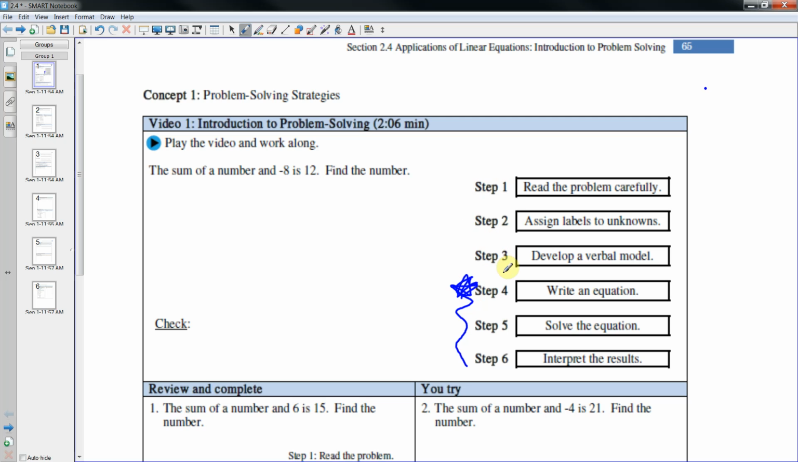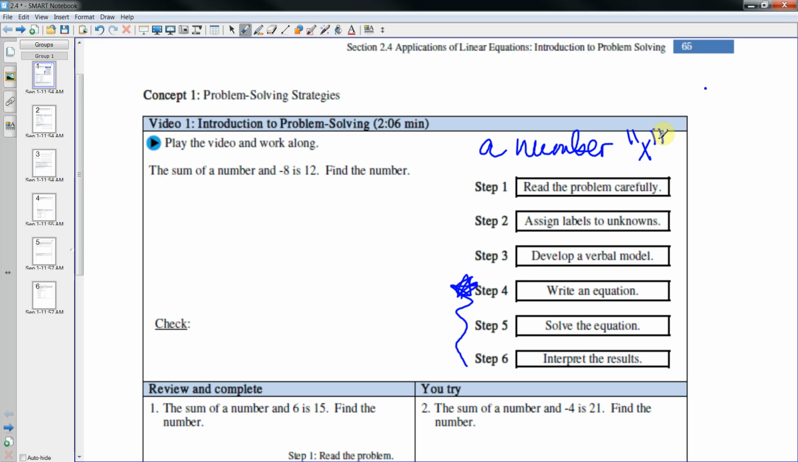So if you see things called a number, you'll see me usually put my x in for that. You'll see me label things, and labeling helps. You may not think it helps, but it really does help. So you need to remember your expressions and how we say certain things in words. Sum means to add, difference means to subtract, twice means to multiply by 2, things like that.